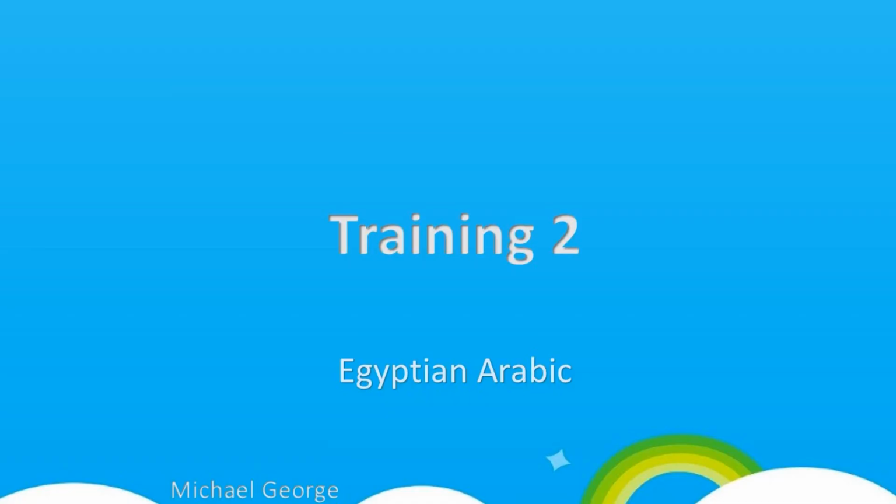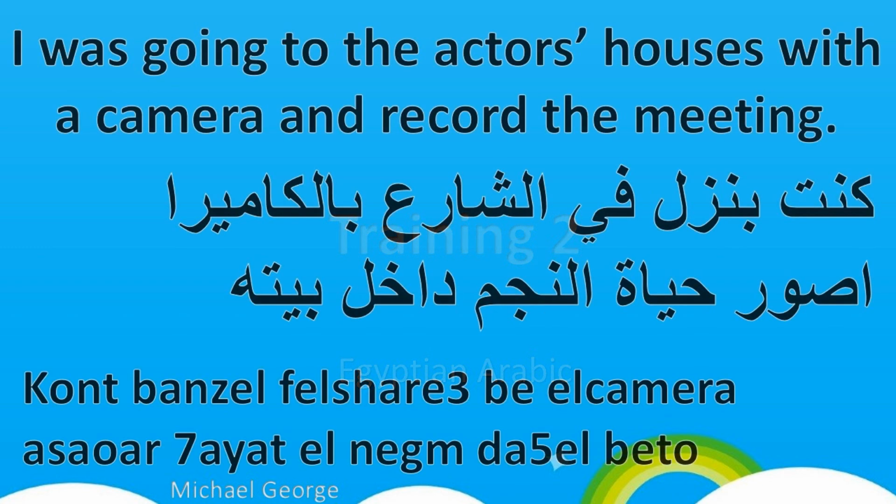In this lesson, you are going to listen to an Egyptian Arabic sentence. Then I'll explain it later. Let's get started. كنت بنزل في الشارع بالكاميرا أصور حياة النجم داخل بيته.